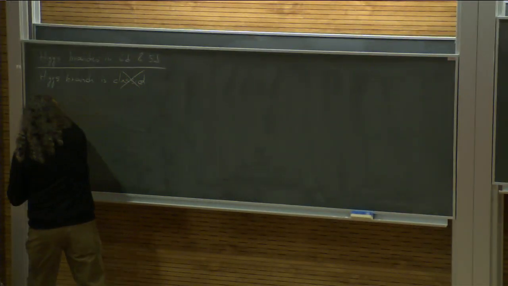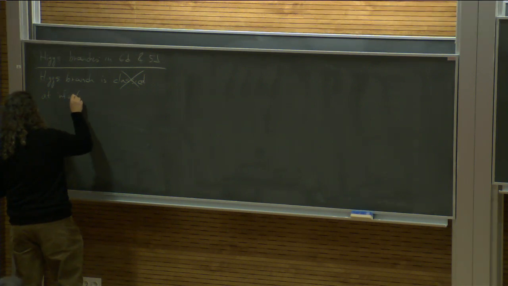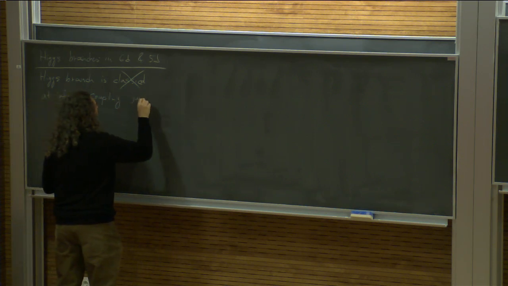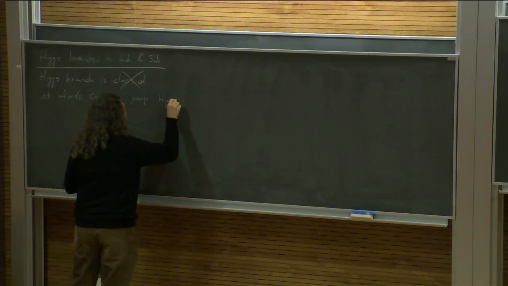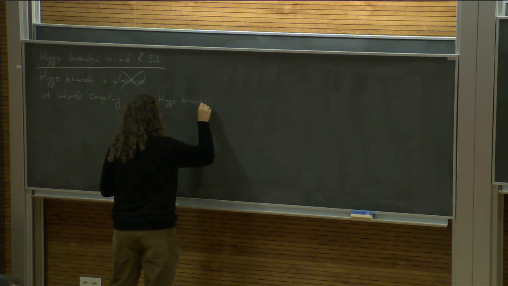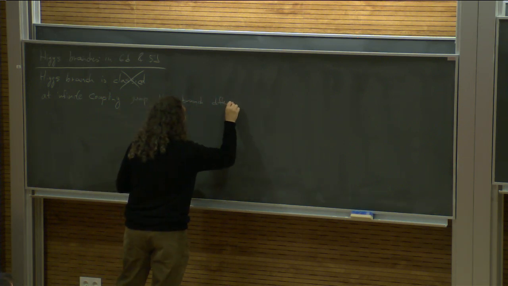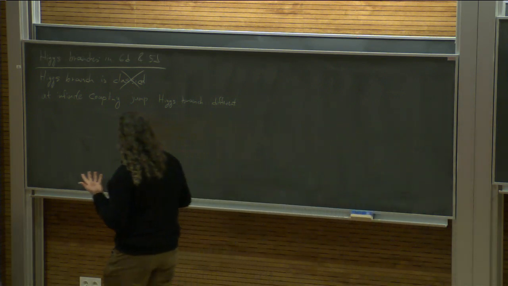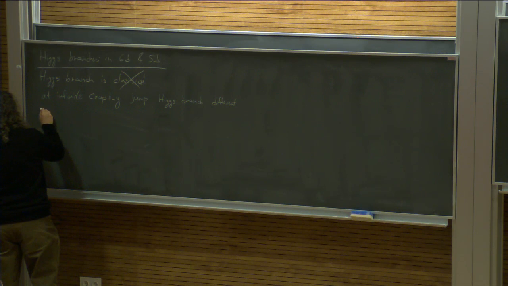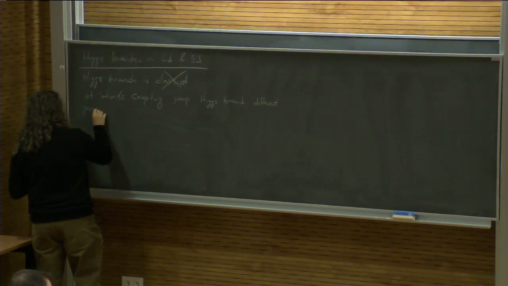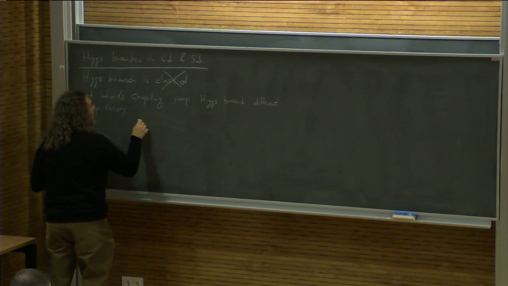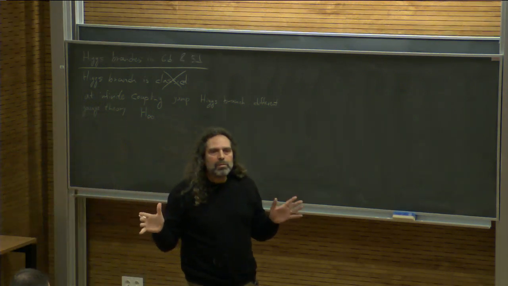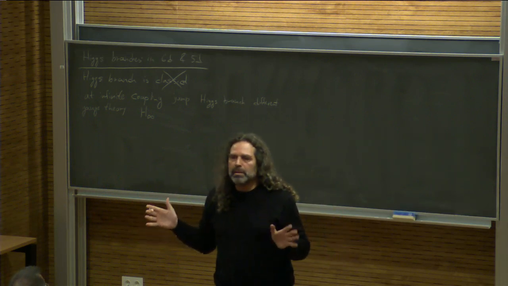So this is not at infinite coupling. We get a jump. The Higgs branch is different. And I want to get a quantitative understanding of how different it is. So the question that we are going to ask is to take some gauge theories and compute this quantity, h infinity. And I'm going to ask this question in 5 dimensions, and I'm going to ask this question in 6 dimensions.